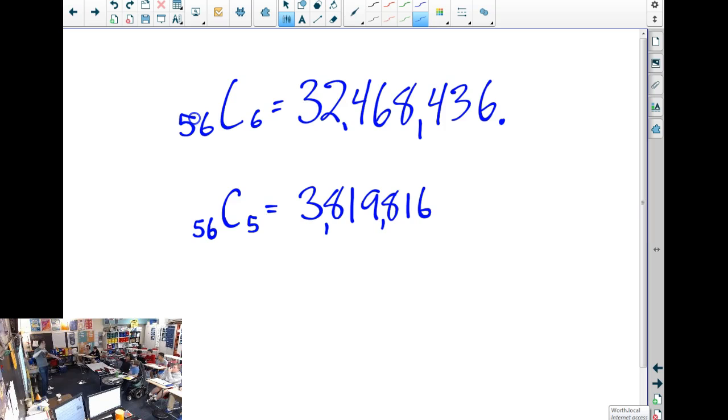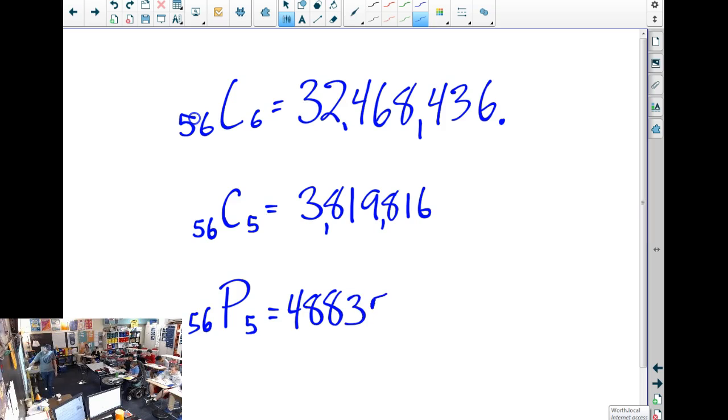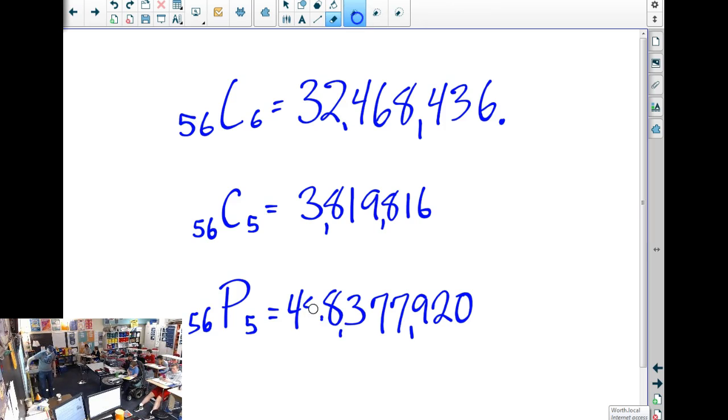But now, let's look at if the order does matter, and I have to nail it in the right order, like Powerball actually works. 56 permutation 5. It'll be 458,377,920. Wait, how did you get that? I misheard you, you wrote a 5 instead of a 1 and an extra 8.